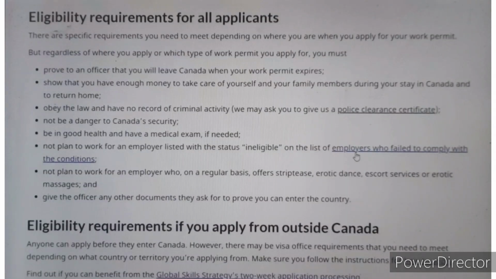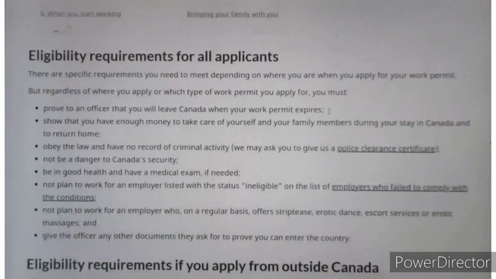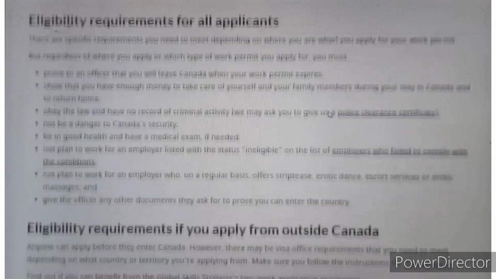You should obey the law and have no record of criminal activity. The Canadian government may ask you to give a police clearance certificate to show that you have no criminal record. The other thing is that you should not be a danger to Canada's security. You should be in good health and have a medical exam, and you should not plan to work for an employer listed with the status of ineligible on the list of employers who failed to comply with the conditions.